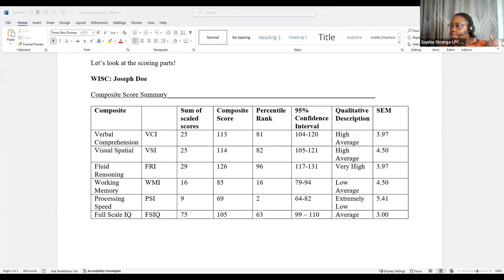Then we come back to the assessment. And down here, low average, 79 to 94. We still, oh shoot, I clicked something wrong, but it opened somewhere else, so it's fine. We're low average. We're still in this spot. We're still okay, but we've fallen over here. So this is telling me we've got some scatter in our development.